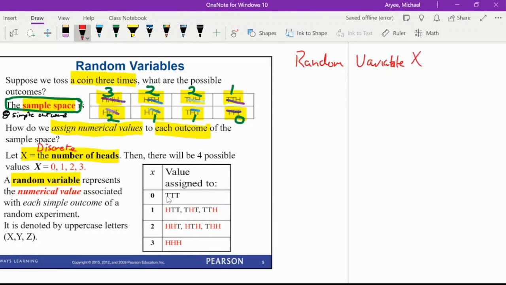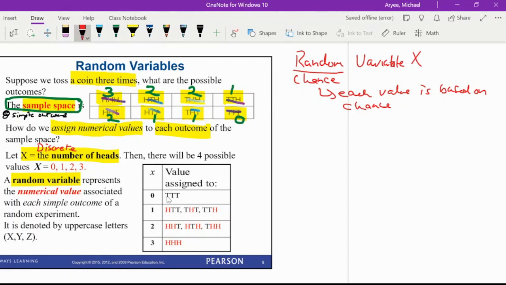And usually we use uppercase letters to represent a random variable. Now the word random means chance. So with a random variable, you are assigning a number to each outcome of the experiment. But remember that each number we have here is based on chance, so each value of the variable is based on chance.